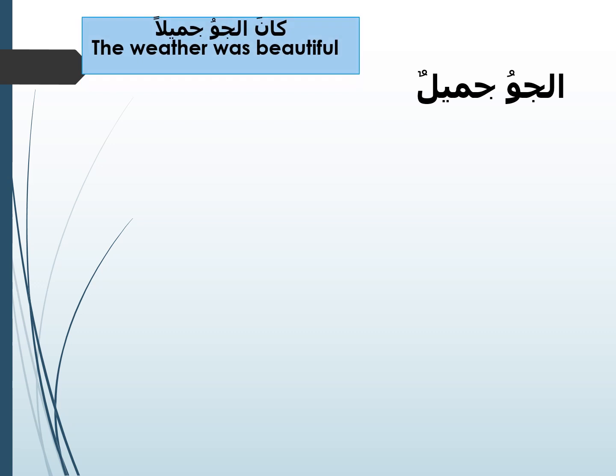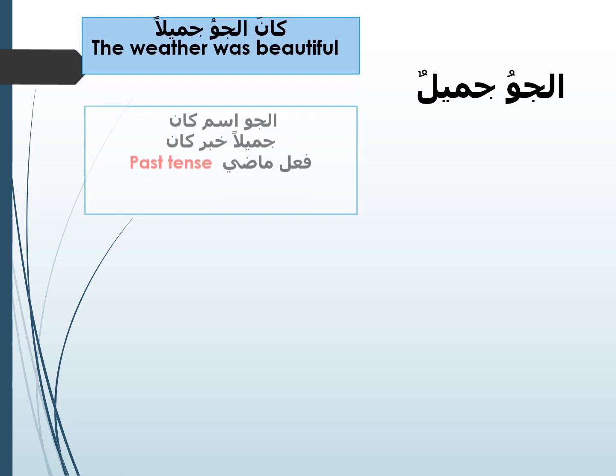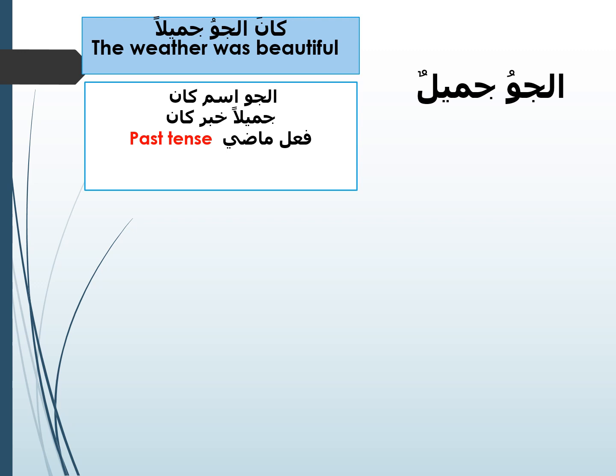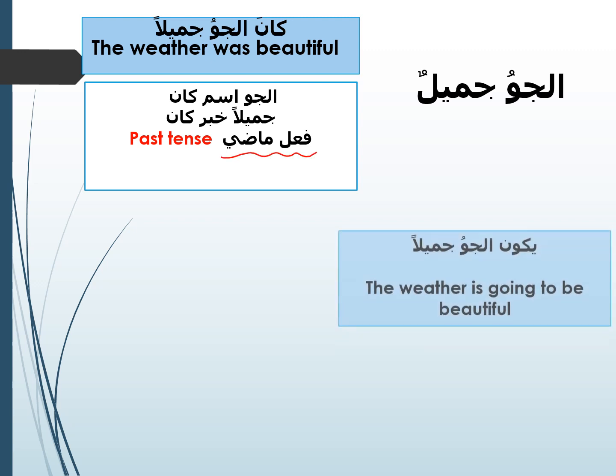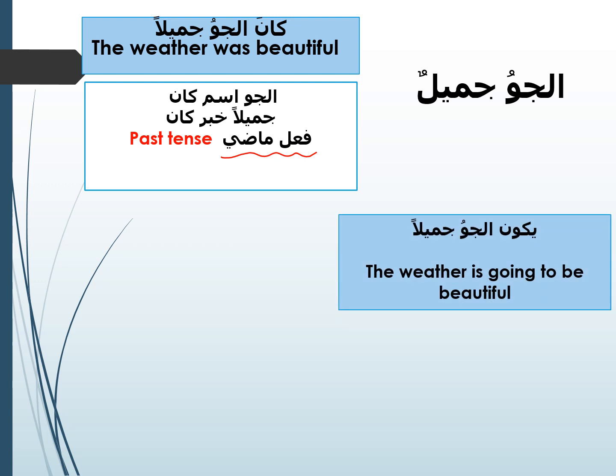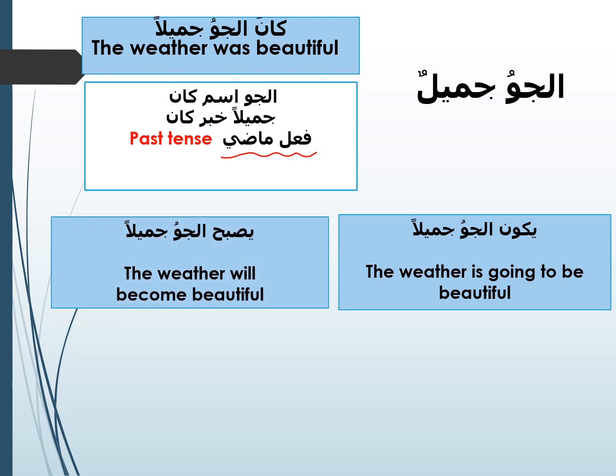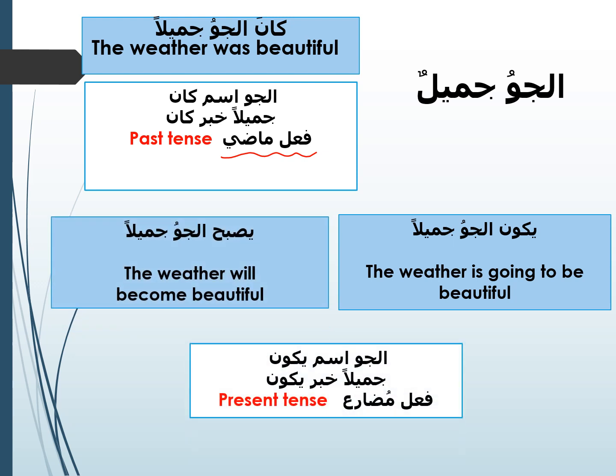الجو جميل. The weather is beautiful. كان الجو جميلا. الجو اسم كان جميلا خبر كان. This is what we did so far. فعل ماضي. Now let's do it in the present tense. يكون الجو جميلا. يصبح الجو جميلا. الجو اسم يكون جميلا خبر يكون. It's the same thing, but we are using it in the present tense.